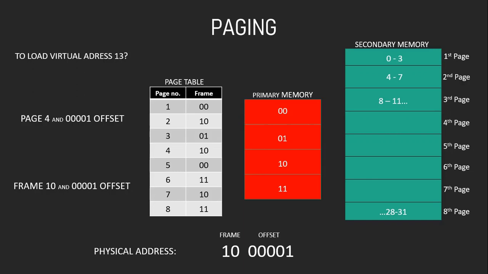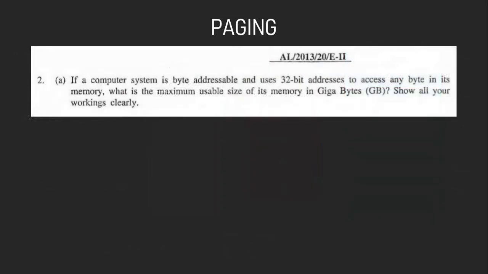For all this complex theory, most problems you get are comparatively easier. Just take note to use these basic ideas and think it through. One easy example is the following question. If a computer system is byte addressable and uses 32-bit addresses to access any byte in its memory, what is the maximum usable size of its memory in gigabytes? Show all your workings clearly.